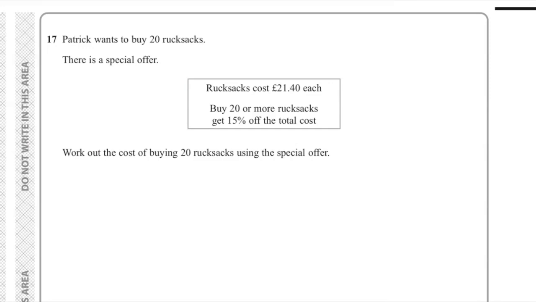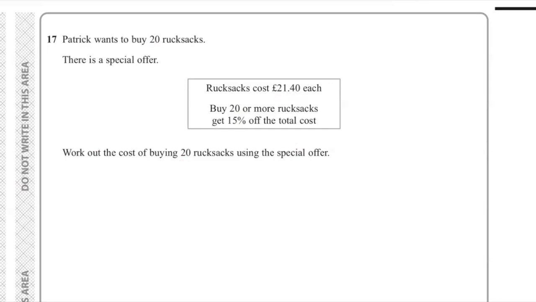Okay, this is a big question. There's quite a lot for us to do. There is more than one way to do this. I'm going to obviously demo the way that would be natural for me. We're being told that Patrick's going to buy 20 rucksacks, and there is a special offer. They cost £21.40 each, but if you buy 20 or more, you get 15% off. And you've got to work out the cost with the special offer.